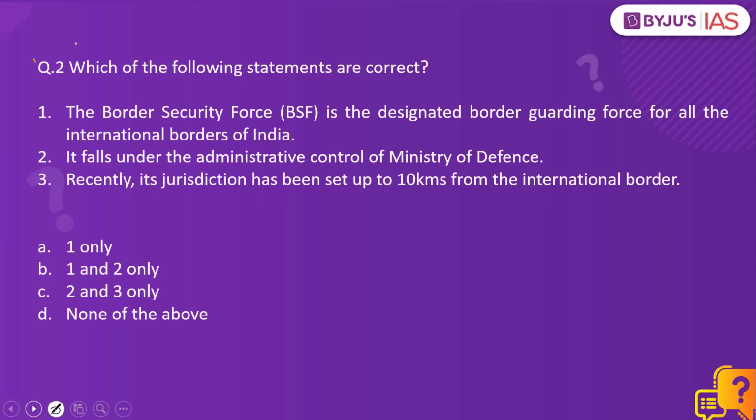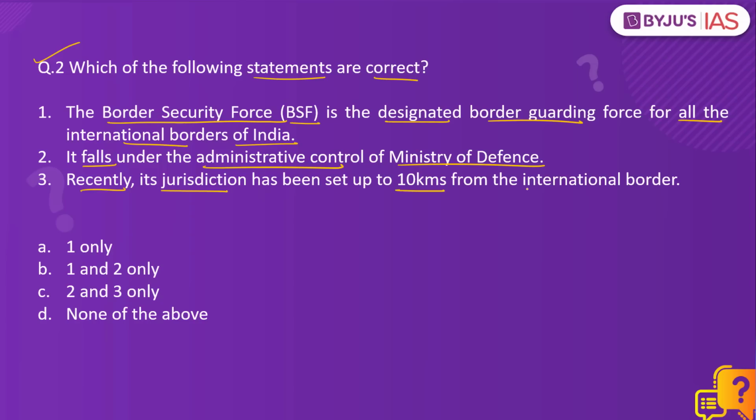Now let's look at the second question. Which of the following statements are correct? The Border Security Force, or BSF, is the designated border guarding force for all the international borders of India. It falls under the administrative control of Ministry of Defence. Recently, its jurisdiction has been set up to 10 kilometers from the international border. See, all the given statements are incorrect. So option D is the right answer, none of the above.